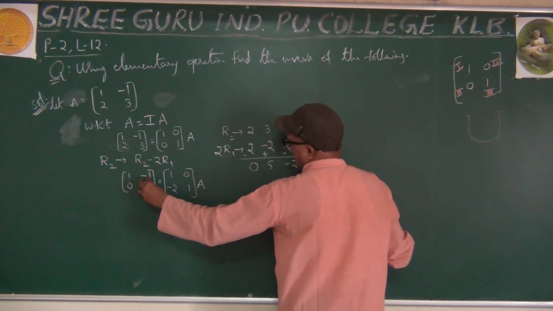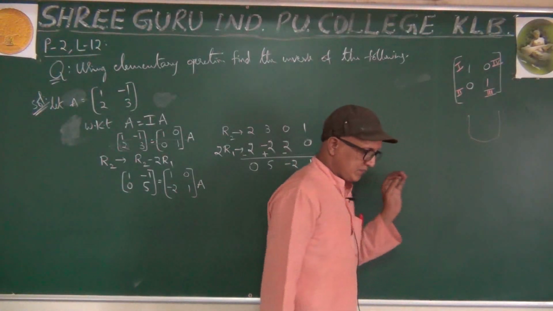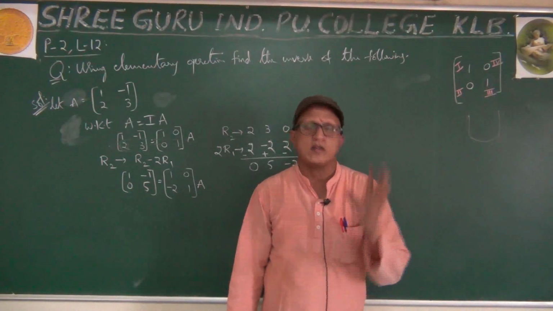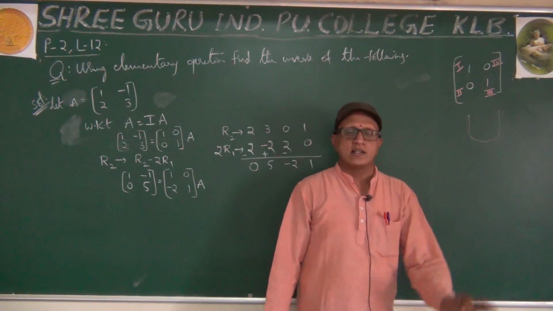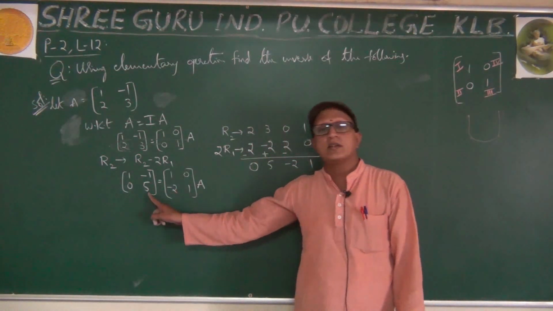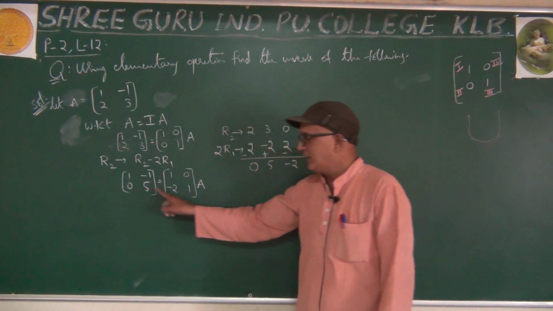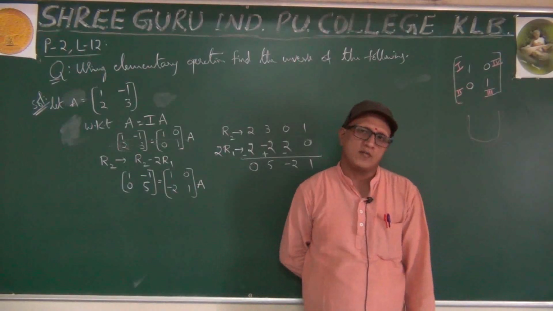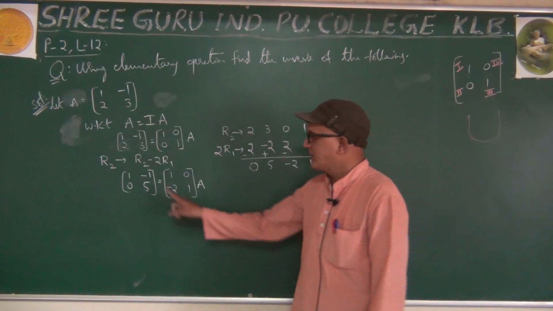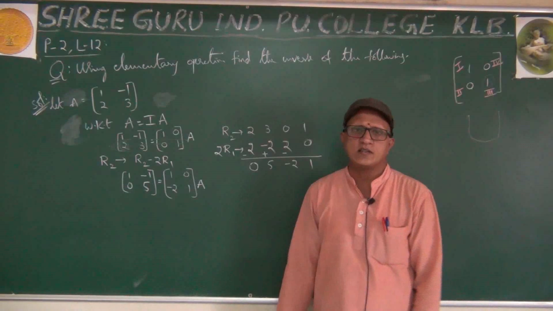If you want 1 in place of the third Roman letter, whatever the number is there in this place, you have to multiply with its reciprocal. Here what we have? 5. What is the reciprocal of 5? 1 by 5. Multiply the complete row with 1 by 5. For example, in this place you have 7. We have to multiply with 1 by 7.